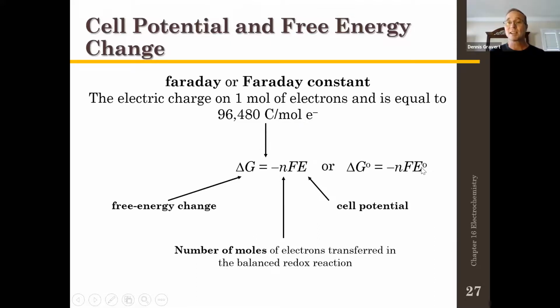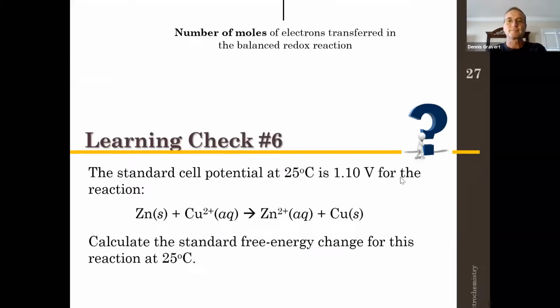If you take the cell potential, multiply it by the number of electrons being transferred, and multiply it by this conversion factor, Faraday's constant, you can actually calculate delta G, the free energy change. Very cool. And if you have the free energy change and you divide it by the number of electrons and Faraday's constant, and change the sign, you can actually predict the voltage, the cell potential. Cool.